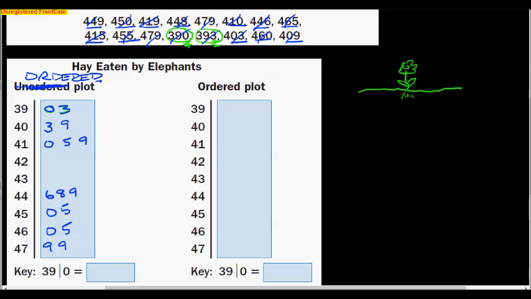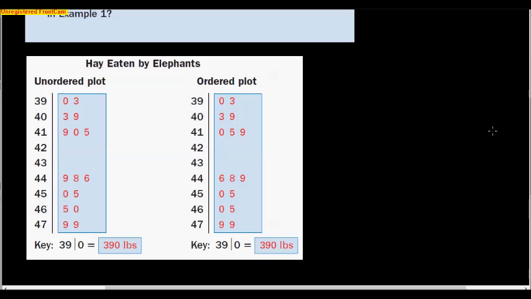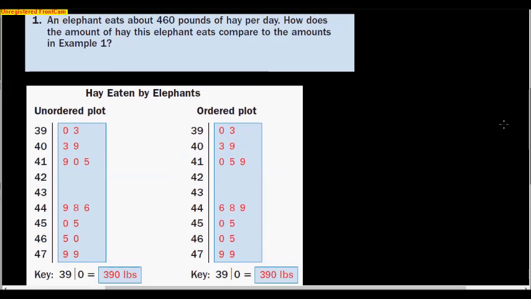So we're going to turn this off, and I'm going to jump over to checkpoint 1. Now, checkpoint 1 is not even as complicated as this. They want you to just put another point on there, and just say what's the relationship. So I'm gonna turn this off. I'm gonna put it on, and here's checkpoint 1. So let me move this up just a little bit. It says an elephant eats about 460 pounds of hay per day. How does this amount of hay the elephant eats compare to the amounts of example 1?